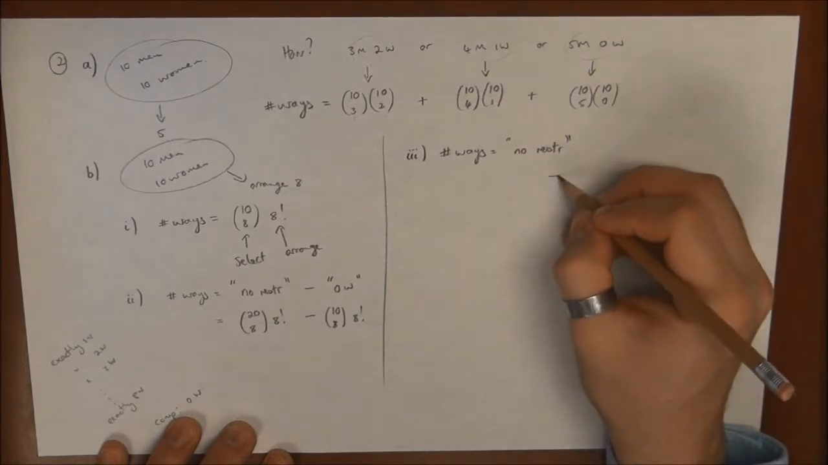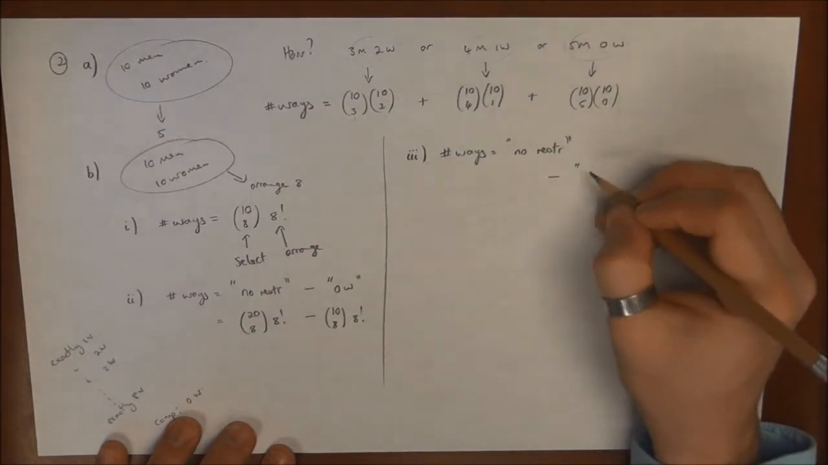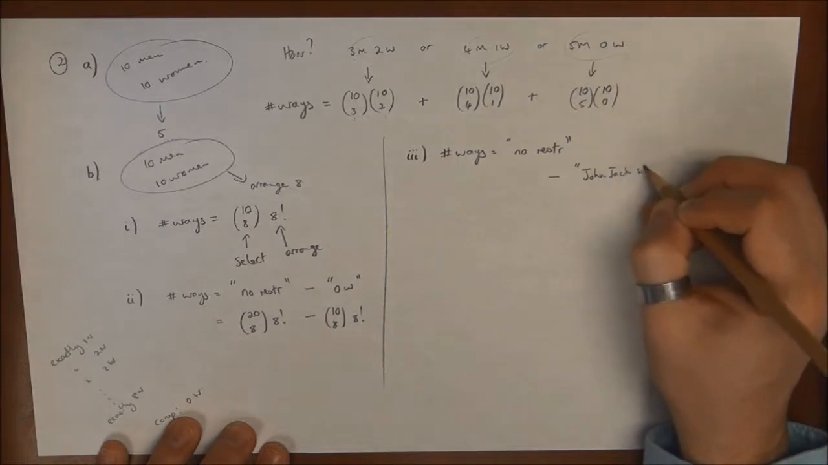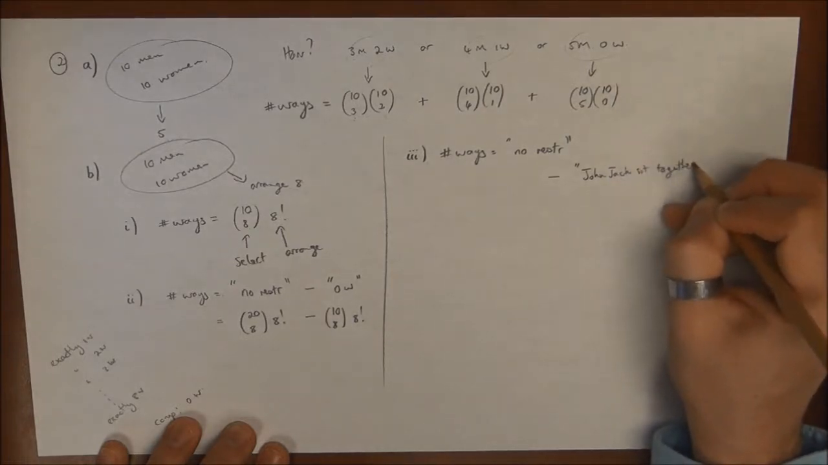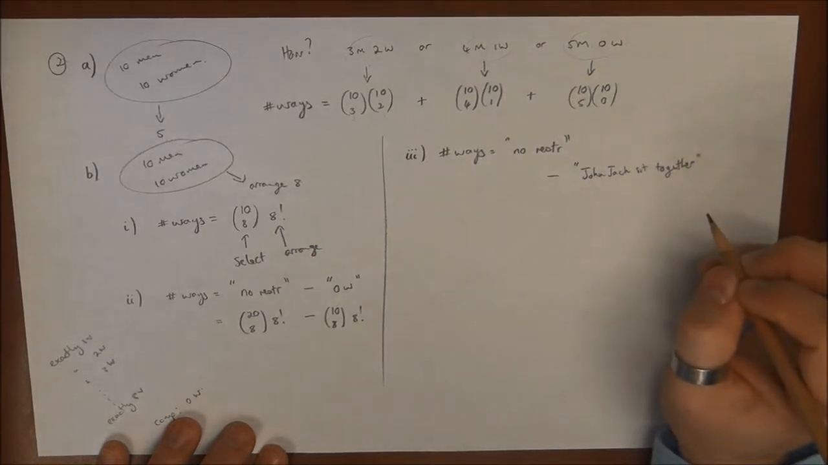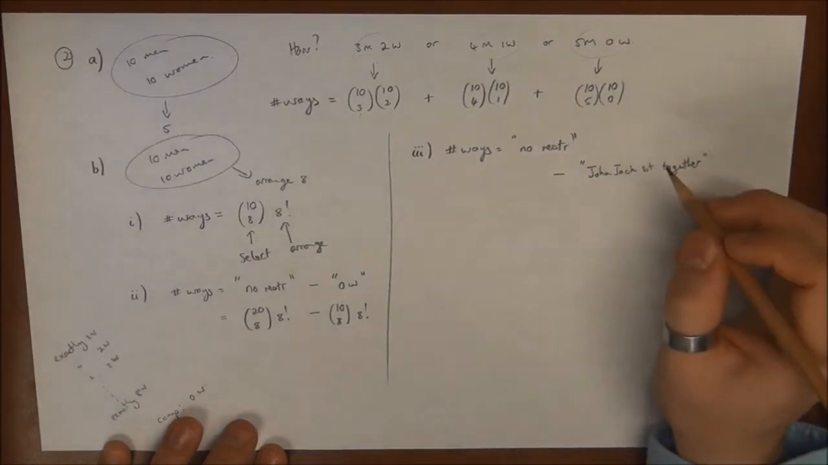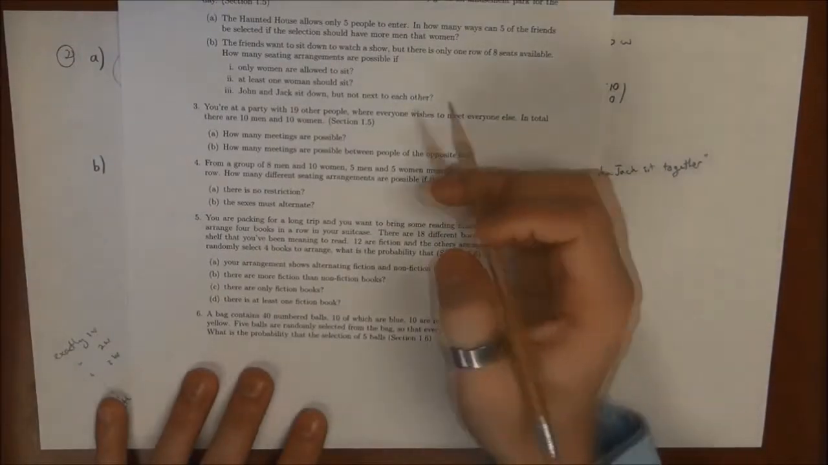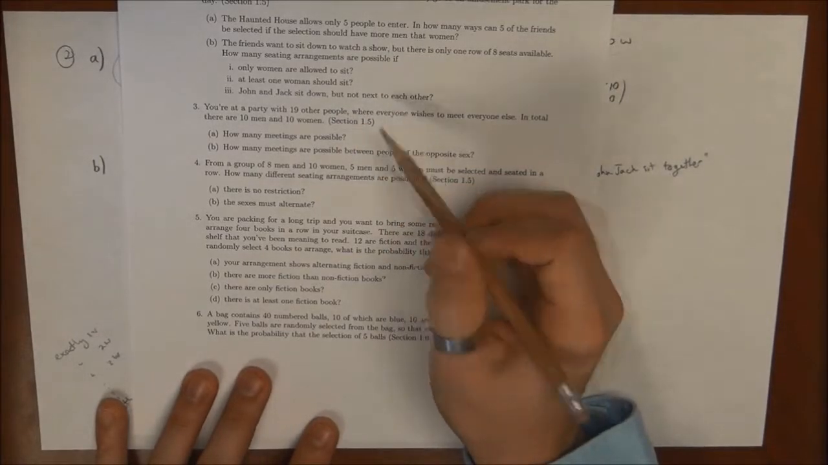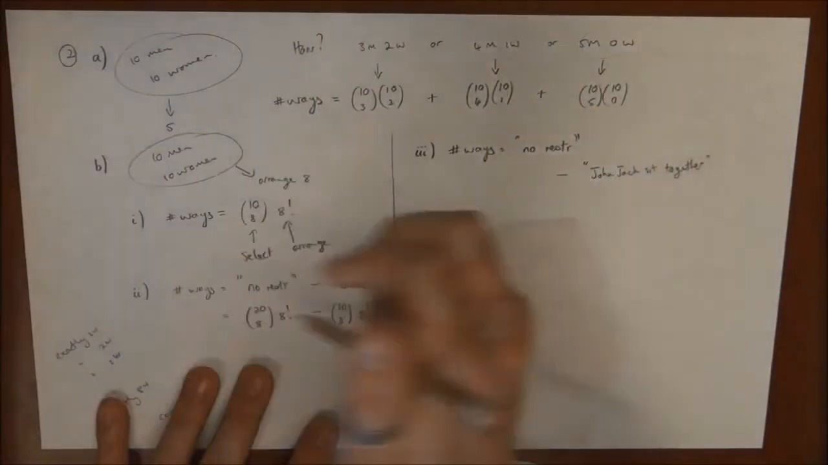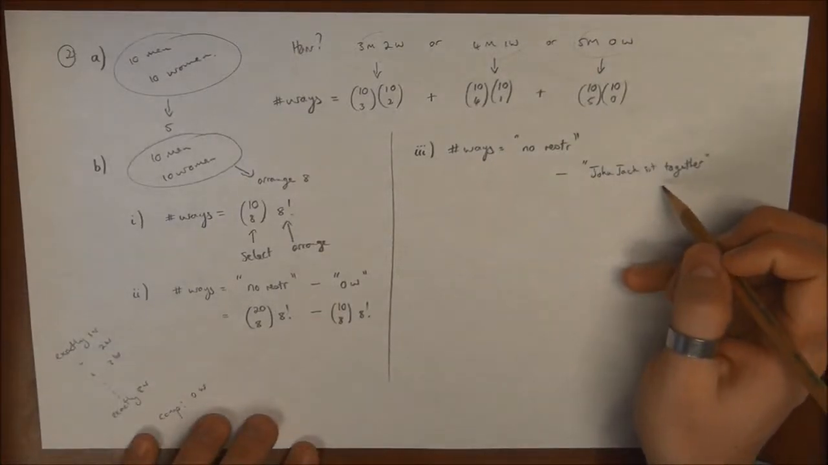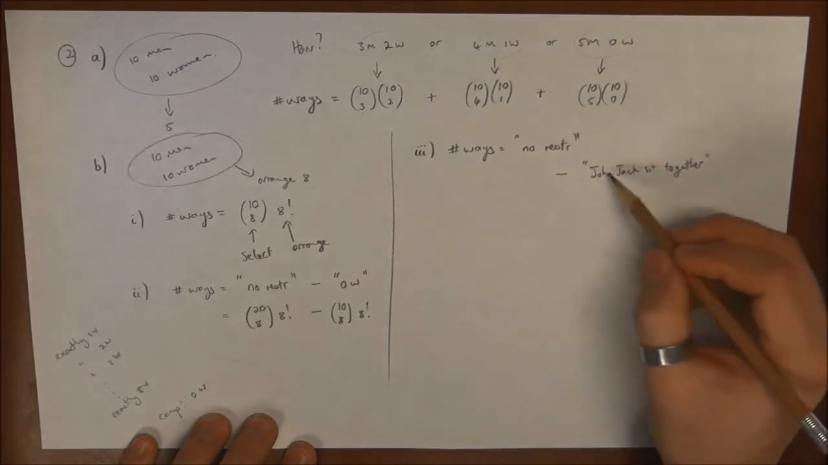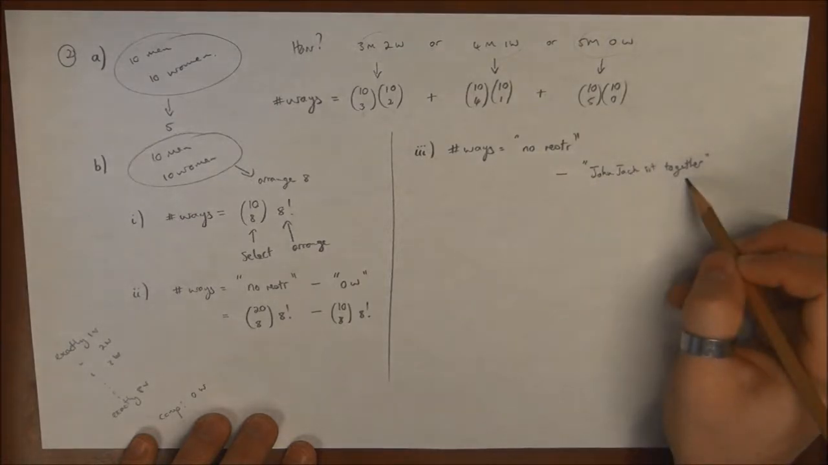Now what do I take away? I take away where John and Jack sit together. I don't want that. But when only one of them is selected, I also have the restriction satisfied that they don't sit next to each other. And if this is the only case that I'm taking away, I have absolutely everything. Take away where they're both selected and they sit down.